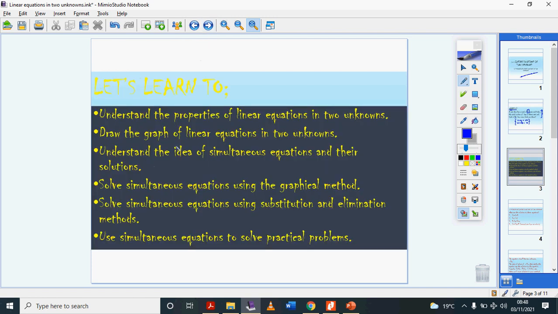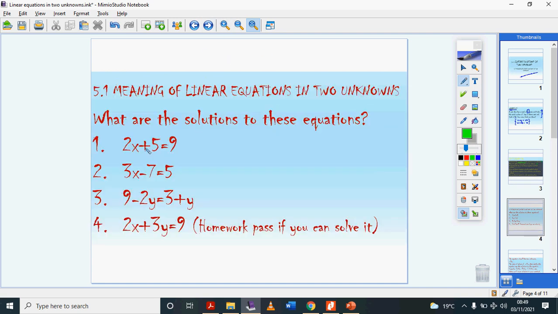Alright, so in this unit, yesterday we tried to understand the properties of linear functions or linear equations in two unknowns, and we'll continue to do some of that today. But what I want us to focus on today is, again, properties and also drawing the graphs of linear equations in two unknowns. So let's look at some examples.